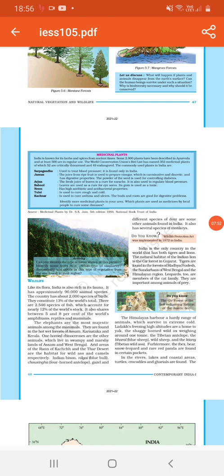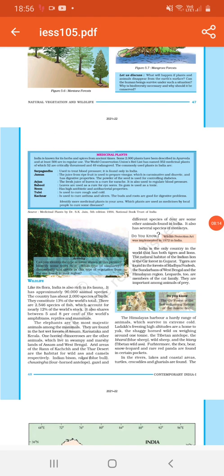Financial and technical assistance has been provided to many botanical gardens by the government since 1992. Project Tiger, Project Rhino, Project Great Indian Bustard, and many other eco-developmental projects have been introduced by our government. 89 national parks, 490 wildlife sanctuaries, and zoological gardens are set up to take care of our natural heritage.